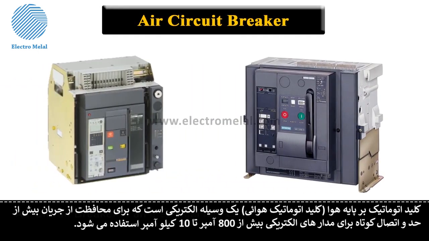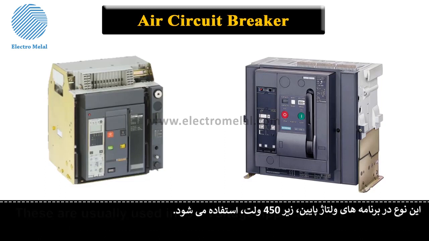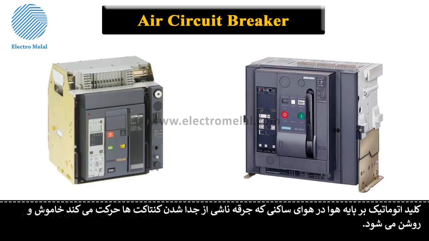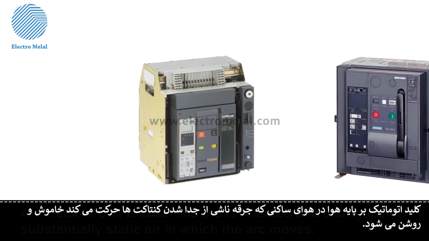Air circuit breaker. A circuit breaker is an electrical device used to provide overcurrent and short-circuit protection for electric circuits over 800 amperes to 10,000 amperes. These are usually used in low-voltage applications below 450 volt. In an air circuit breaker, the arc is initiated and extinguished in substantially static air in which the arc moves.